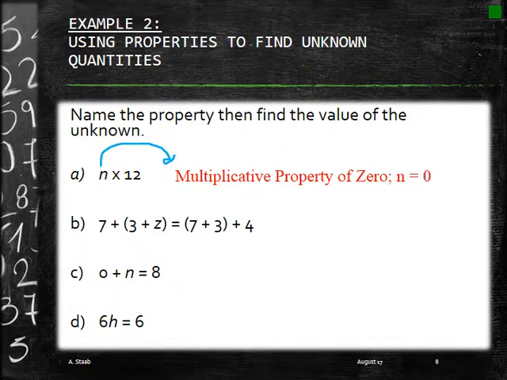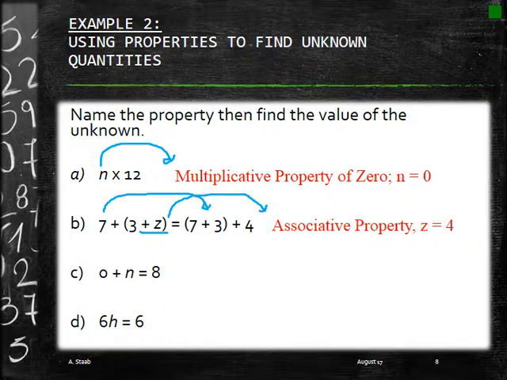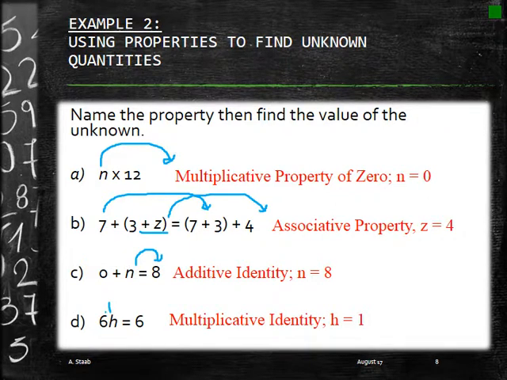B, I have 7 plus 3 plus z on the inside, and my 7 goes inside, which means my z went on the outside, so z is 4, and that's the associative property of addition. C, 0 plus n equals 8. Well, anything I add to 0 gives its identity, so that means n is 8, and that is the additive identity property. 6 times h equals 6, so anything times 1 gives its identity, so that is the multiplicative identity property, and h is 1.